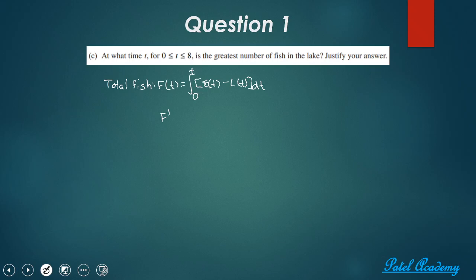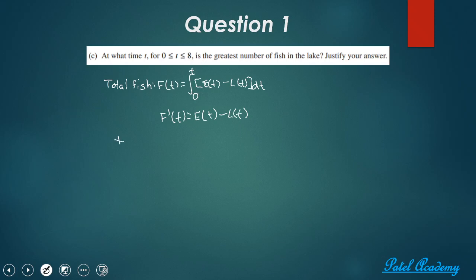Now in this case, we're trying to find the greatest number of fish, so we're going to take the first derivative. So using the fundamental theorem of calculus, I get E of t minus L of t. This is because you plug in the upper bound and then multiply it by the derivative of the upper bound, but the derivative is just 1, so all I have to do is plug in t into the actual function. So I get E of t minus L of t.